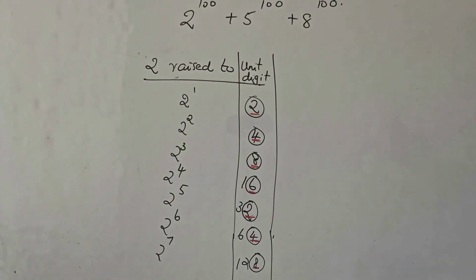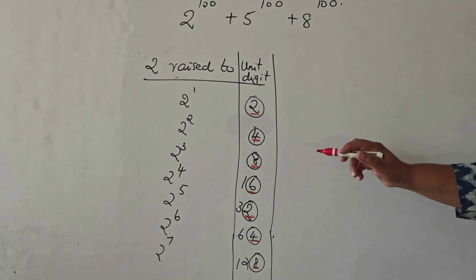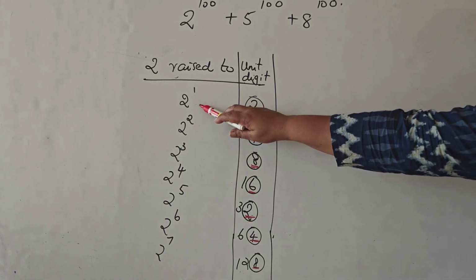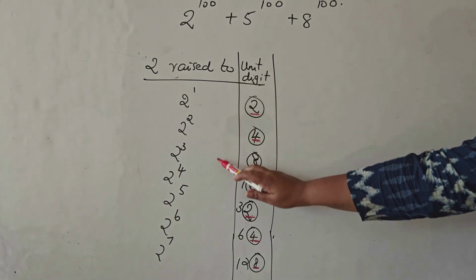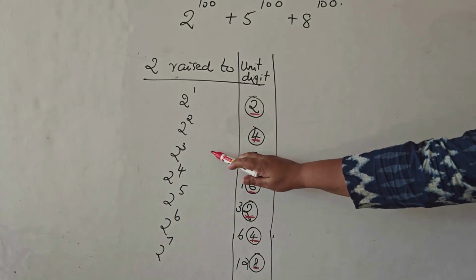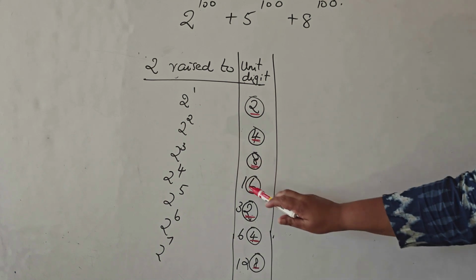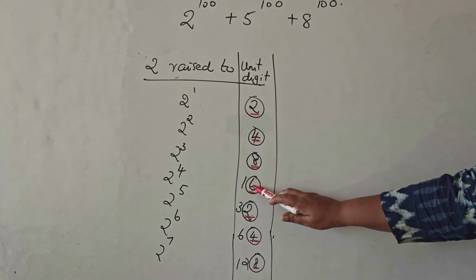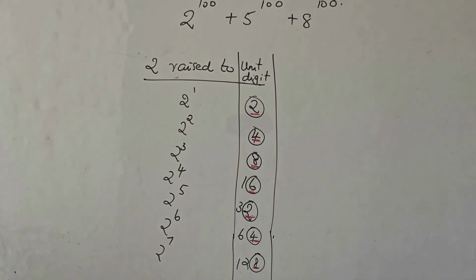Here you can see that I have written a table in which the number 2 is raised to various powers, and I have written the digit in the units place of the number resulting from raising 2 to its different powers. So 2 raised to 1 is 2, 2 raised to 2 is 4, 2 raised to 3 is 8, 2 raised to 4 is 16. So I have marked 6, 2 raised to 5 is 32, I have marked 2, 2 raised to 6, 2 raised to 7, and it goes on.